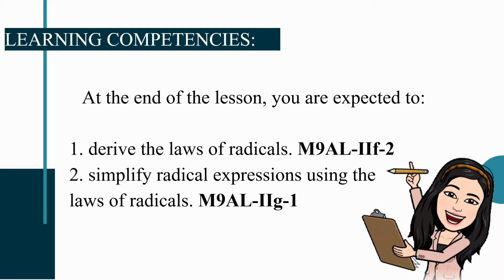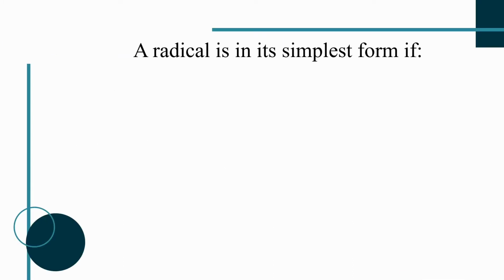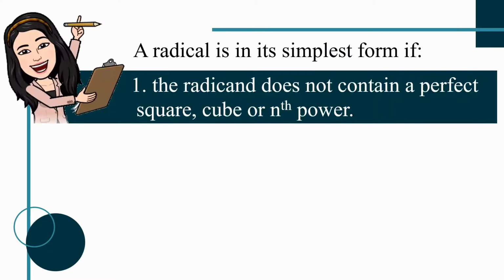At the end of this lesson, you are expected to derive the laws of radicals and simplify radical expressions using the laws of radicals. In simplifying radicals, it is good to know the following conditions. First, the radicand does not contain a perfect square, cube, or nth power. So sabi dyan, ang radical daw ay nasa simplest form na kung ang radicand or yung number inside the radical symbol does not contain a perfect square, cube, or nth power.